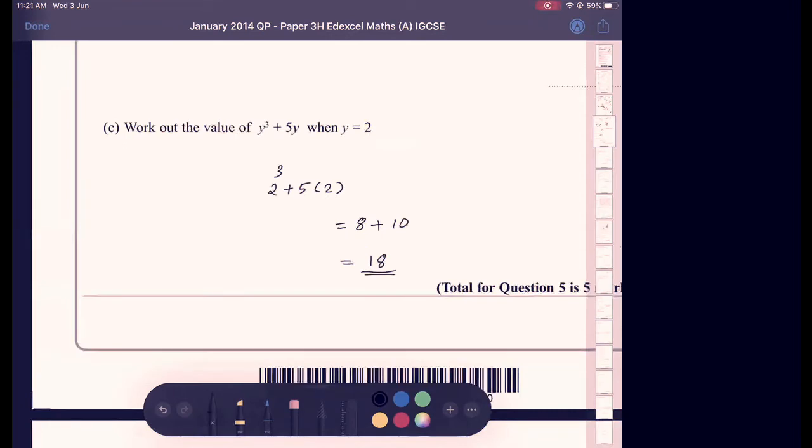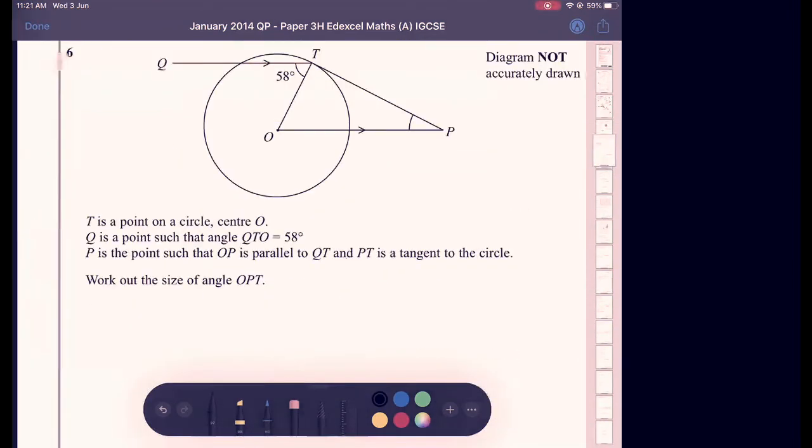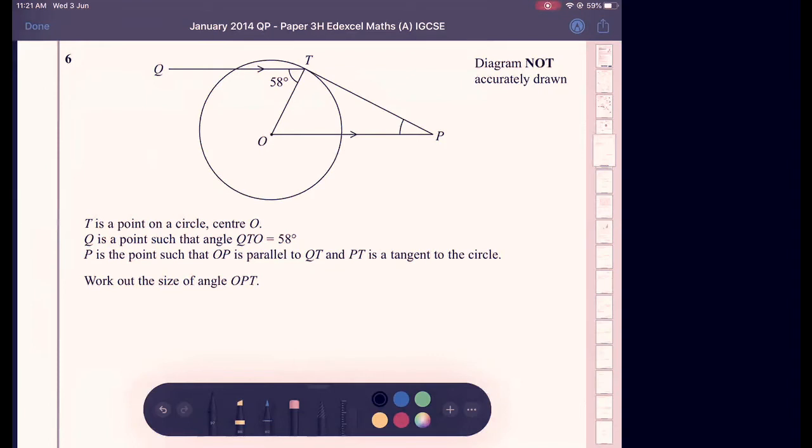Then here we have to use circle theorem. T is a point on this circle with center O. Q is the point such that angle QTO is equal to 58. Given that QT and OP are parallel, we can say that this and this are exactly equal. Alternate angles are equal in the case of parallel lines. So this angle is 58 degrees.